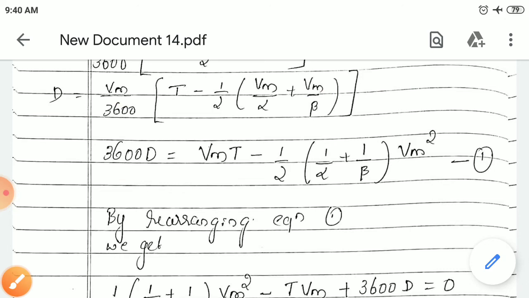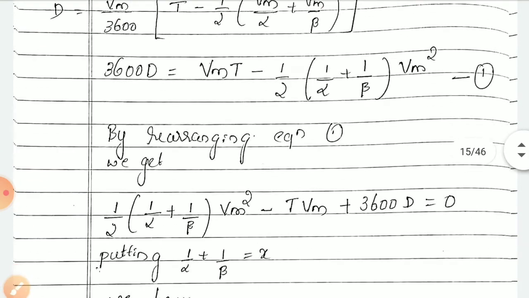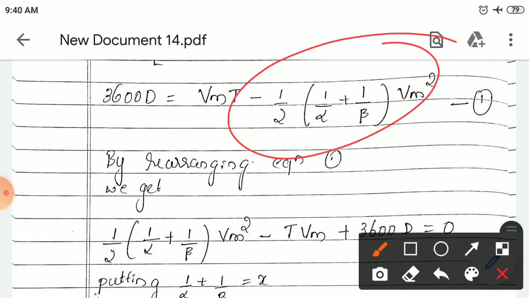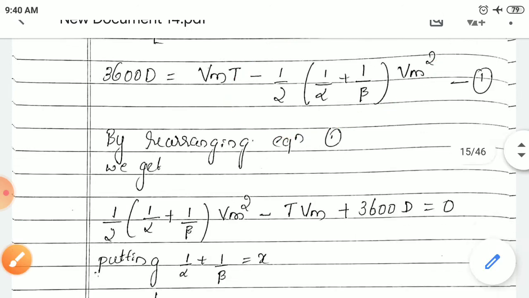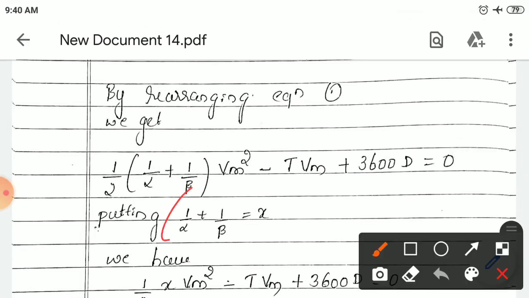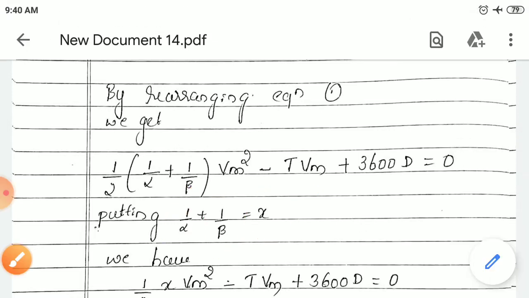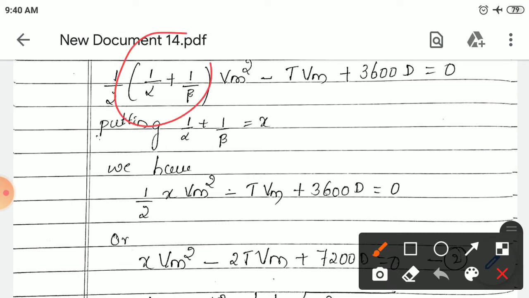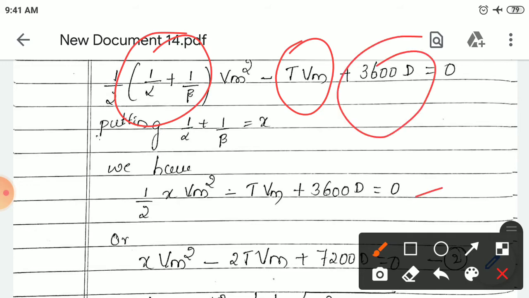By rearranging equation number 1 we get half into 1 by alpha plus 1 by beta Vm square minus TVm plus 3600D is equal to 0. Now put 1 by alpha plus 1 by beta equal to x. So now we have half x Vm square minus TVm plus 3600D is equal to 0.